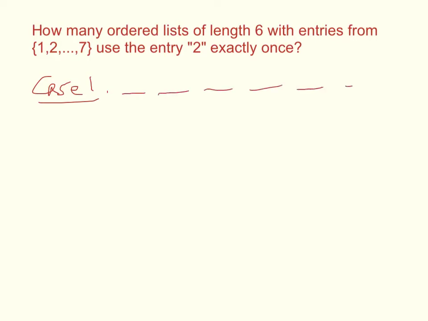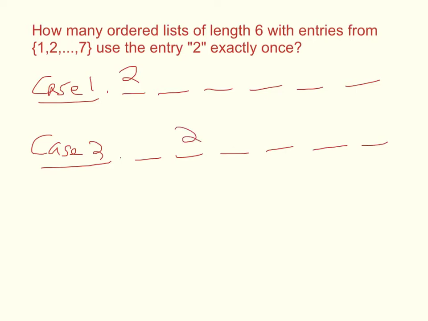So these are supposed to be ordered lists of length 6, which means we're filling in 6 blanks. And so the 2 could be first. The 2 could be second. And I'm really not going to write out all 6 of these, but just so you see the idea, the 2 could be third, and so on. So we'll have 6 cases.